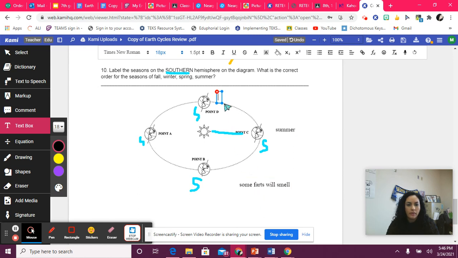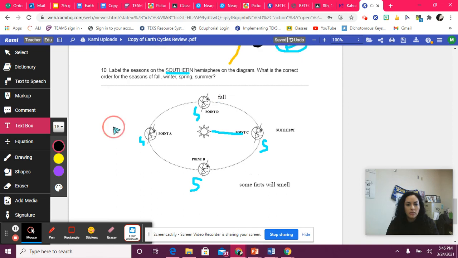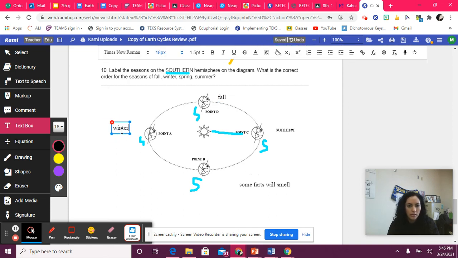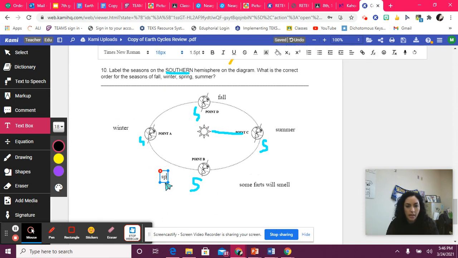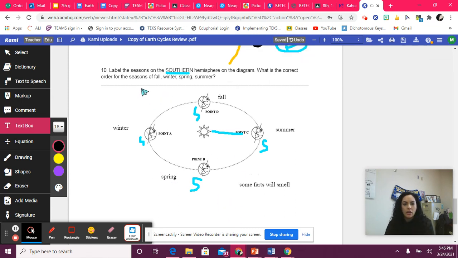Some farts, so F in farts represents fall. Some farts will, W for winter. And then smell for spring. Okay, so now that we have labeled those, what is the correct order for the seasons of fall, winter, spring, and summertime? Okay, if you notice, fall, winter, spring, and summer. So the correct order is D, A, B, and C.